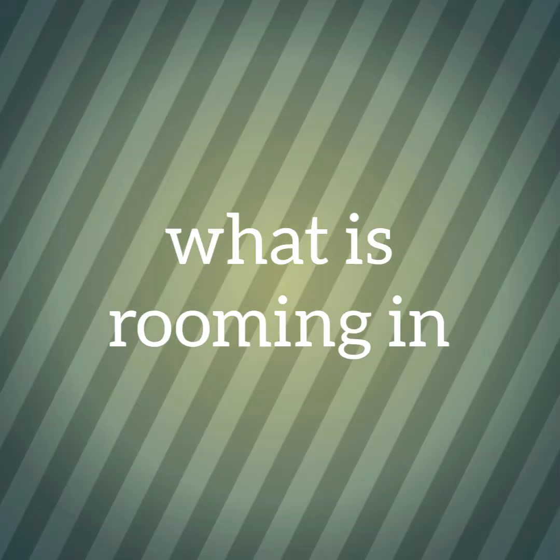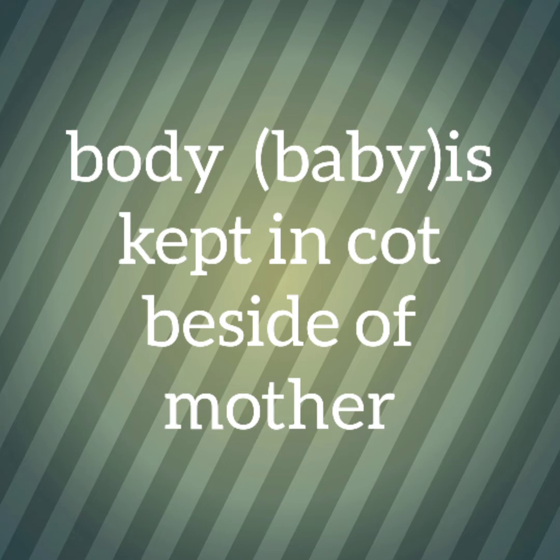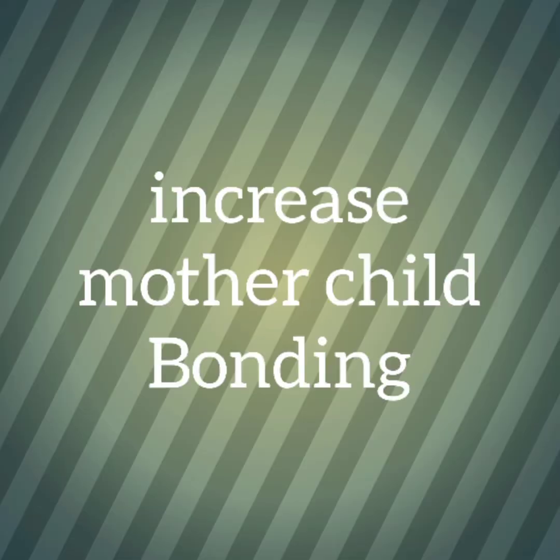Next, third question. What is rooming in? 1, 2, 3. Answer is if mother is fit, baby is kept in cot beside the mother. Next, fourth question. Indication of rooming in. 1, 2, 3. Answer is increase mother-child bonding.